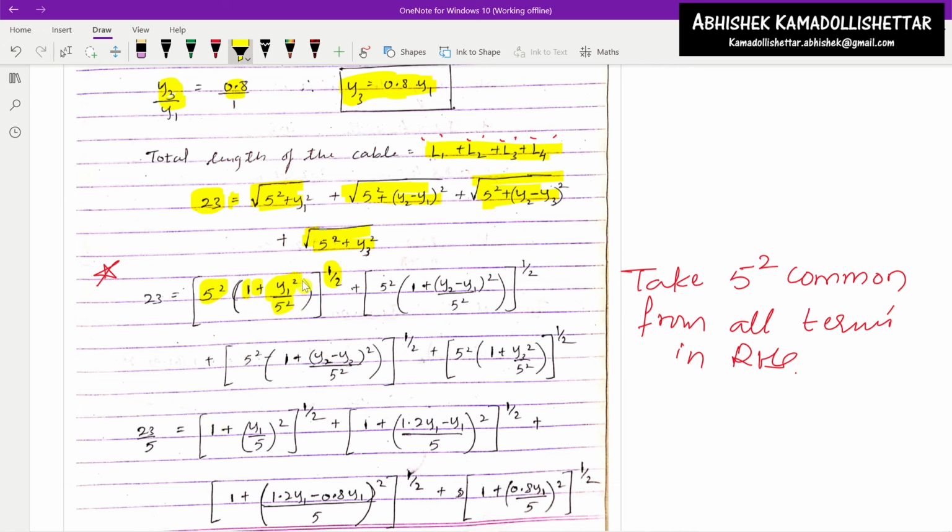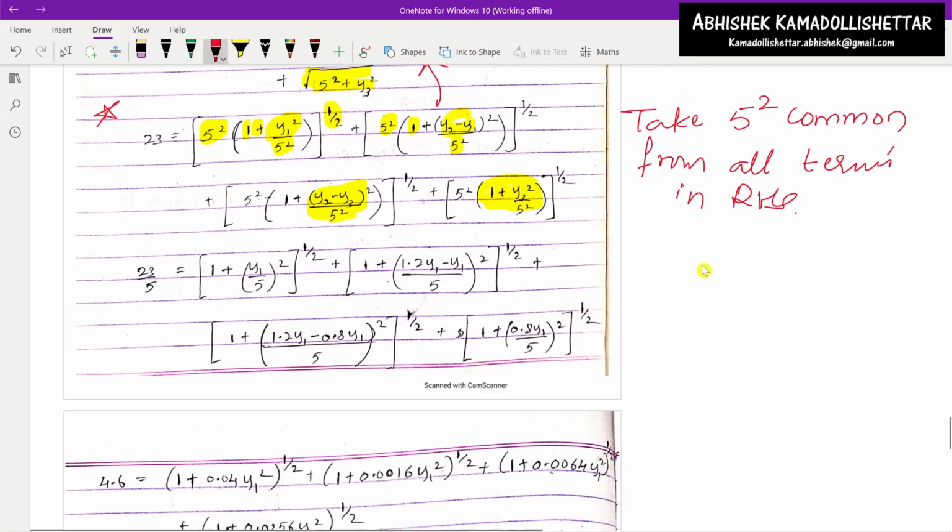Next one is y1 square divided by 5 square. Similarly, for the next term take 5 square common, and the remaining is 1 plus (y2 minus y1) square divided by 5 square, which gives the same result as previously. Similar steps have been done for the other terms also. Whenever we have 5 square under a square root, the square root and the square get cancelled and it remains only 5.